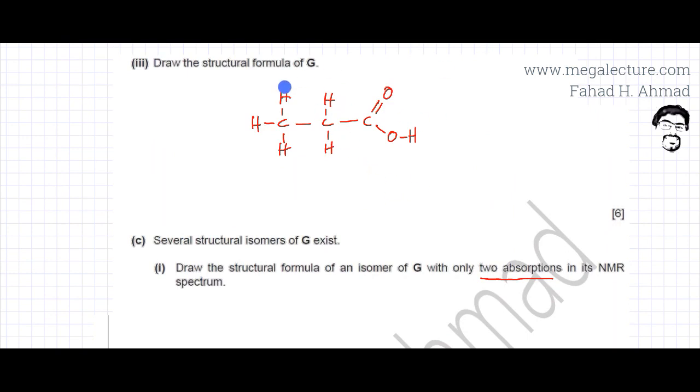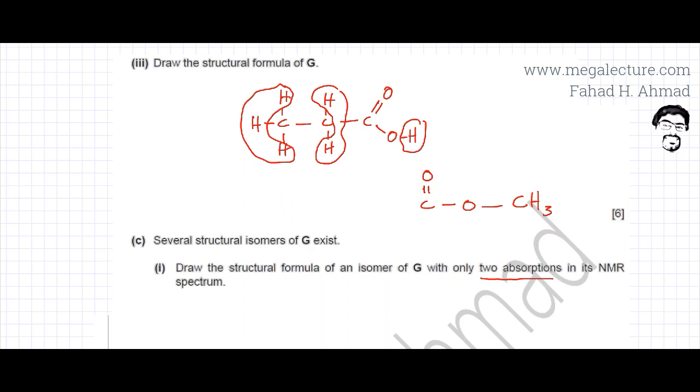Now G has three chemical environments. These three hydrogens are going to resonate at a different frequency, chemical shift. These two hydrogens are going to resonate at a different chemical shift, and this hydrogen has a different amount of shielding, so it's going to resonate in a different chemical environment. So I'm going to draw an isomer of G that is only going to have two absorptions. Since this is a carboxylic acid, the only thing I can do when drawing isomers is make an ester. So there's going to be a C double bond O in the middle, and there's going to be two CH3, one CH3 on the right side and one CH3 on the left side.